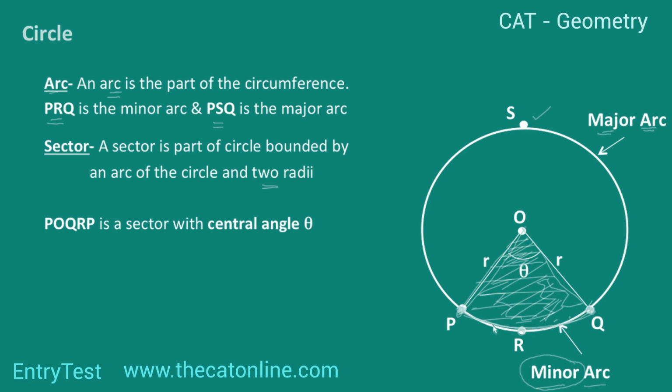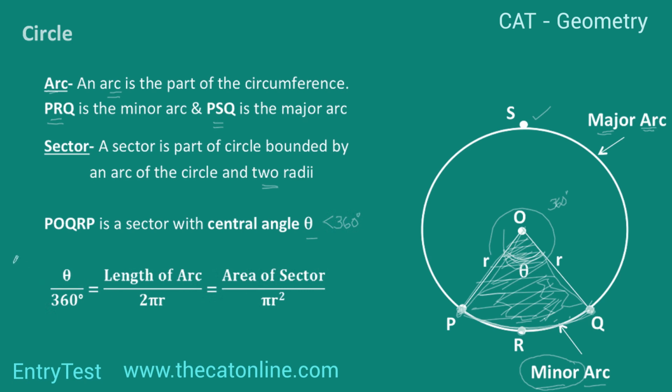Now here P, O, Q, R, P has a central angle of theta. Central angle means if I join the two endpoints of this arc with the center of the circle, the angle subtended at the center is theta. Now I need to know that the total angle subtended at the center of the circle is 360 degrees. So this theta would be less than 360 degrees. It will be a part of 360 degrees.